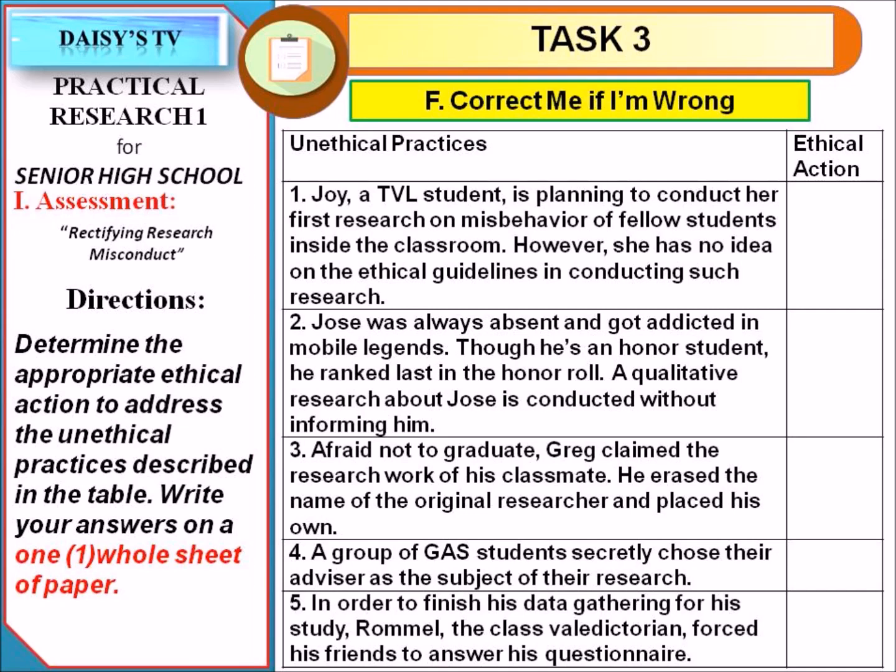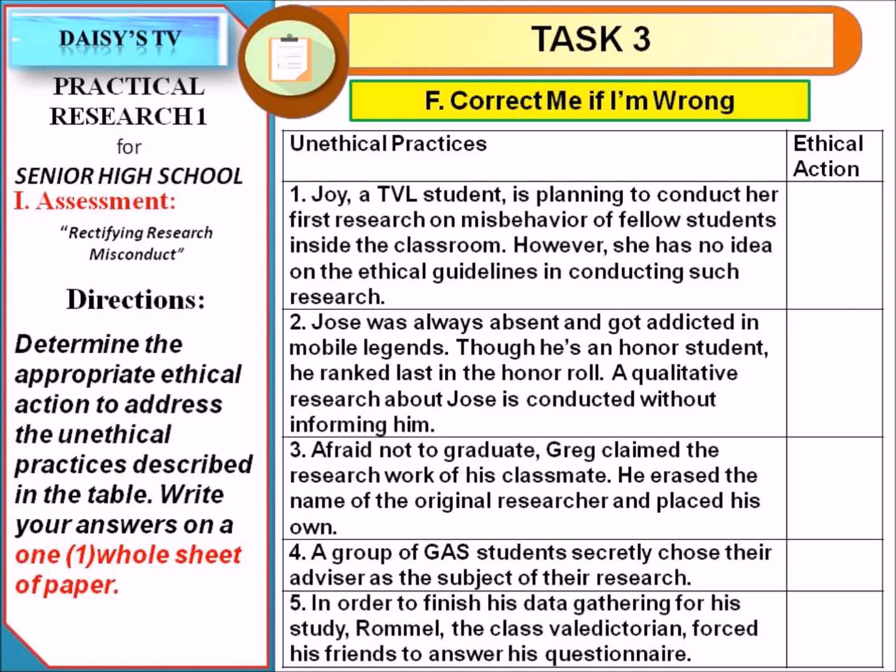Unethical practices. Number 1, Joy, a TVL student, is planning to conduct her first research on misbehavior of fellow students inside the classroom. However, she has no idea on the ethical guidelines in conducting such research. Number 2, Jose was always absent and got addicted to Mobile Legends. Though he's an honor student, he ranked last in the honor roll. A qualitative research about Jose is conducted without informing him.